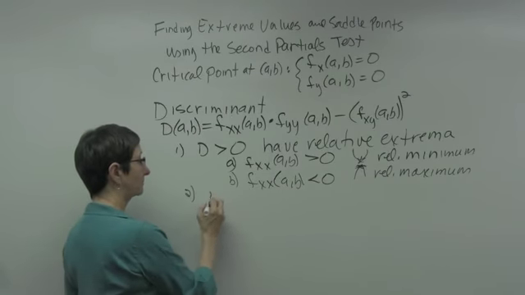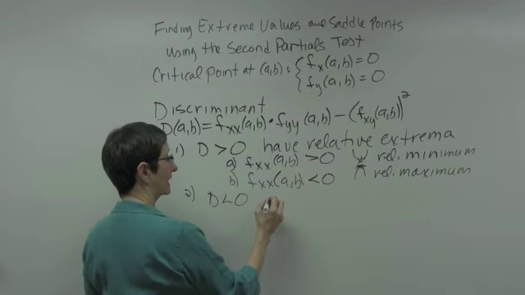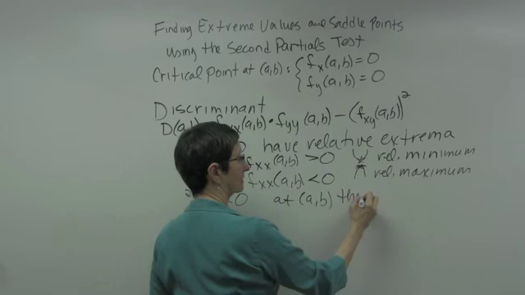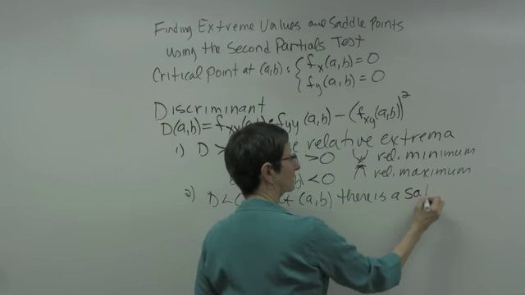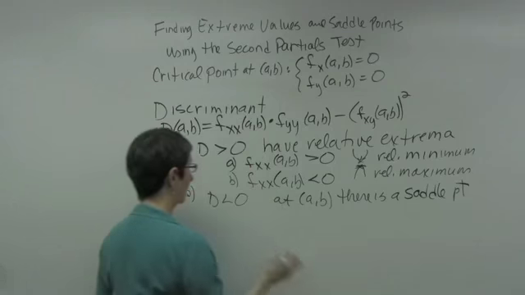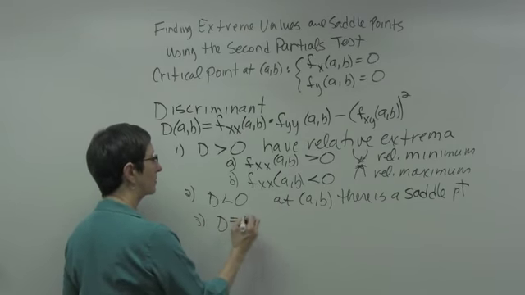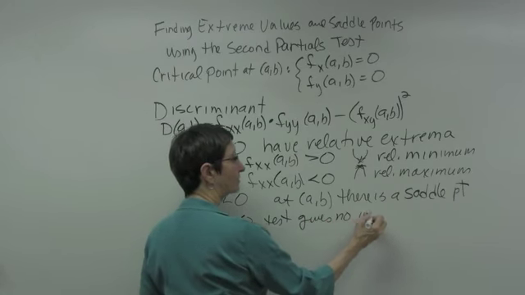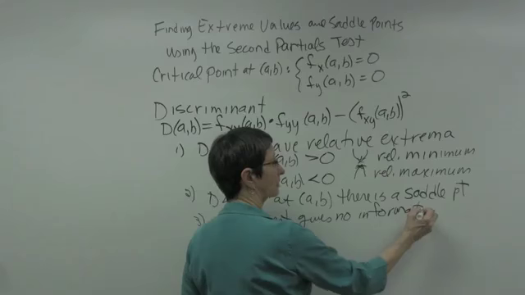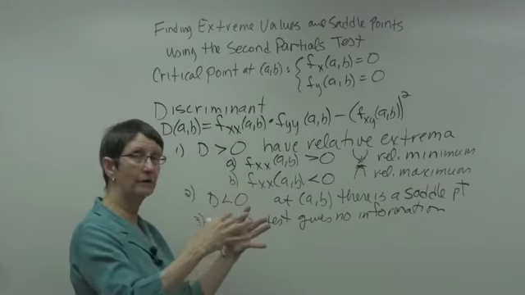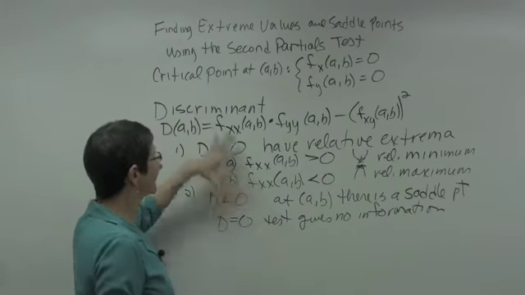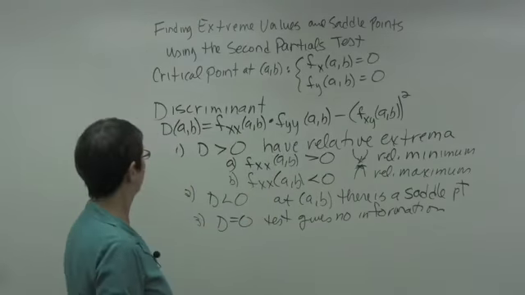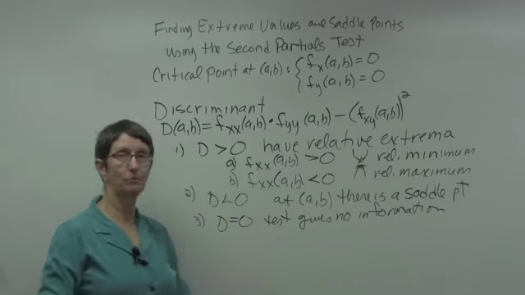The second piece, if D is negative, then at that point, there is a saddle point. The third possibility is that D is equal to 0, and then the test gives no information. In that case, you'd have to try perhaps graphing it in 3D and zooming in on the area you're looking at. But this is our second partials test, and we will use it to help us find the extrema. So let's look at examples now so that this will make more sense.